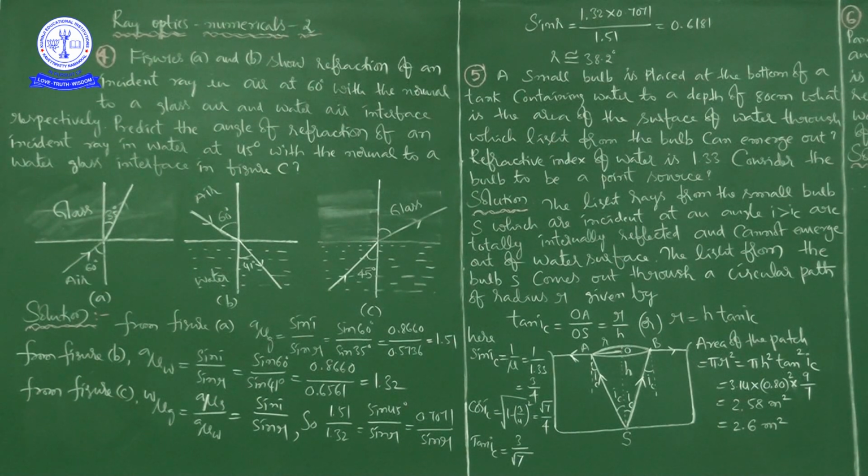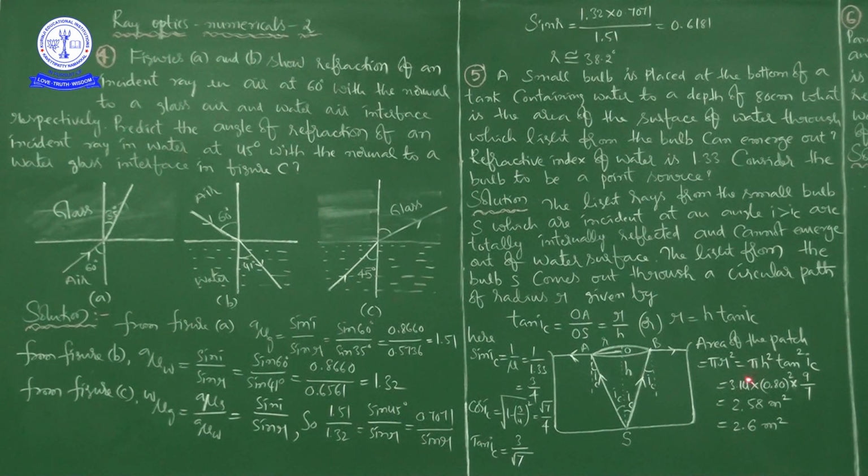Now see here, area of the patch. This is called the patch, a circular patch illuminated by the light. Circular patch means we should not see only the circumference, the total area is going to be covered or illuminated by this small bulb S. So area of the patch is equal to pi r square, you know very well the formula for the area of a circle.